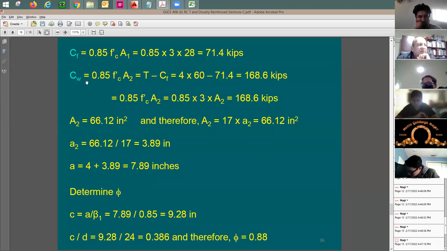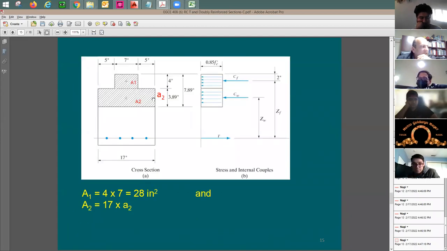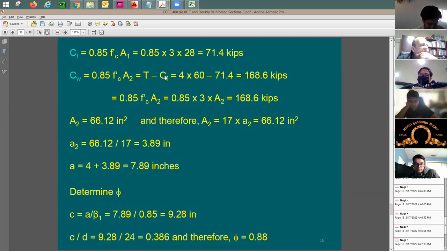Compression force in the web is going to be equal to what? 0.85 A prime C times the second cross-sectional area, which is also numerically equal to the balance between the tension force and the compression force in the flange. Here we go. 240 is the tension in the steel, and the 71.4 is giving the compression of the flange.